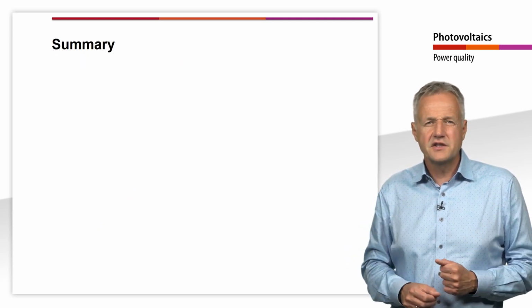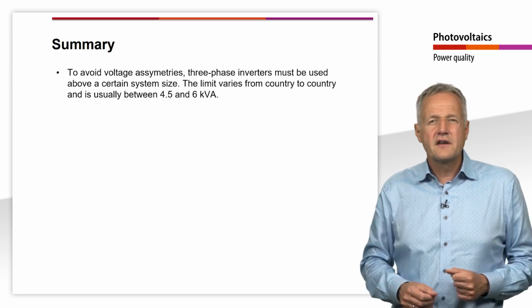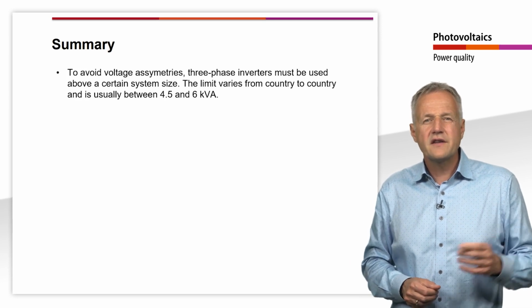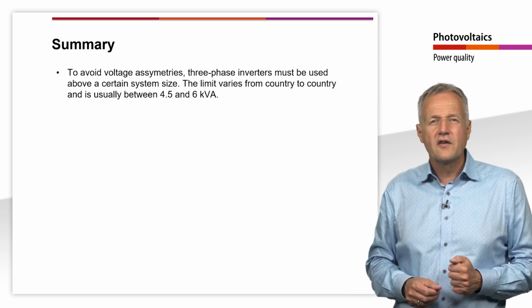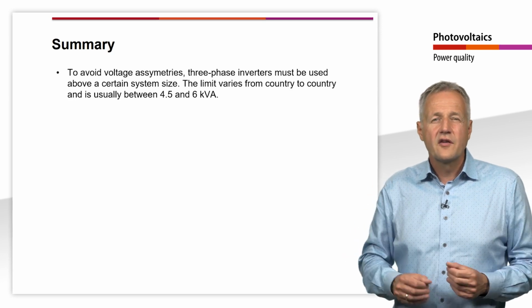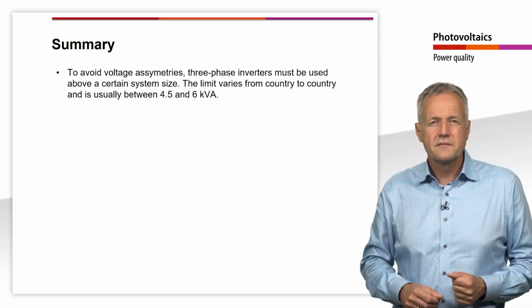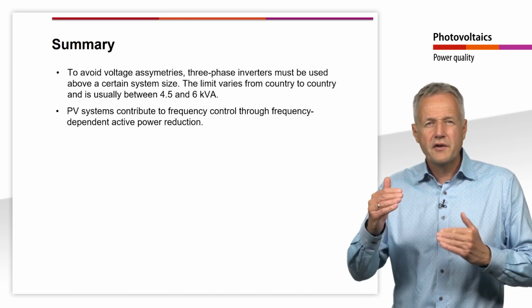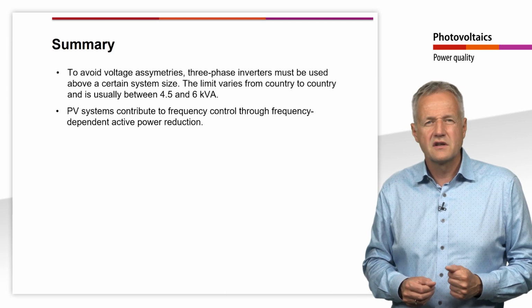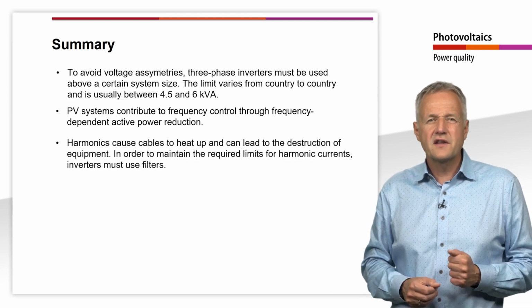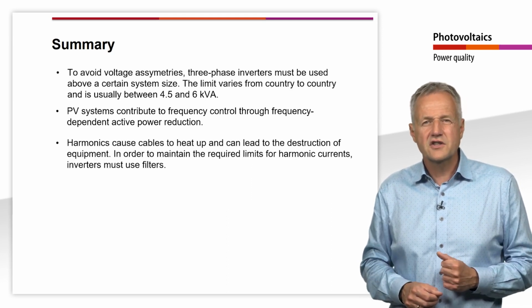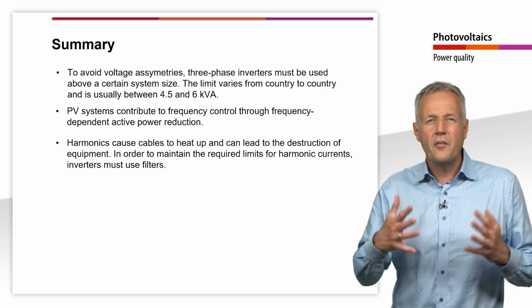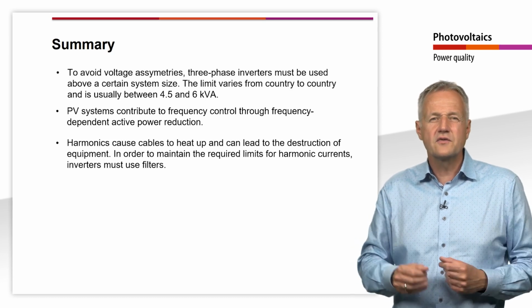Let's summarize this teaching unit. To avoid an unbalanced voltage in the three-phase power grid, three-phase inverters must be used from a system size of 4.6 kVA upwards. PV systems contribute to frequency control by frequency-dependent active power reduction. Harmonics stress the grids and can lead to the destruction of equipment. In order to maintain the equipment limits for harmonic currents, inverters must use filters.